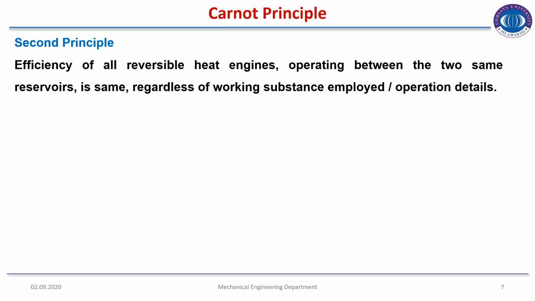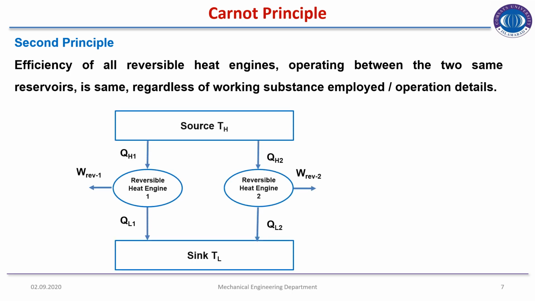So the second principle of Carnot explains that if we have two reversible heat engines operating between the same two reservoirs, then their efficiency will be the same. The schematic diagram of the second principle of Carnot is shown. On the left hand side we have a reversible heat engine 1, and on the right hand side we have a reversible heat engine 2.